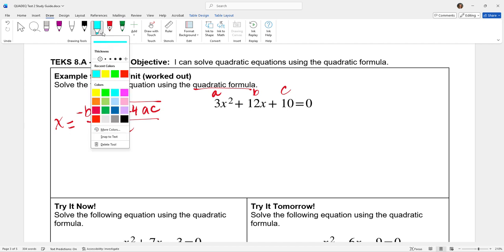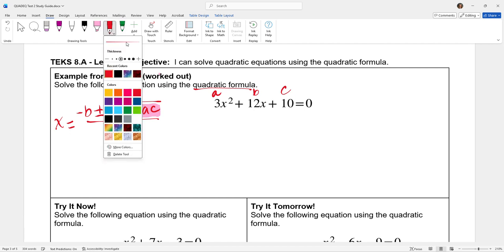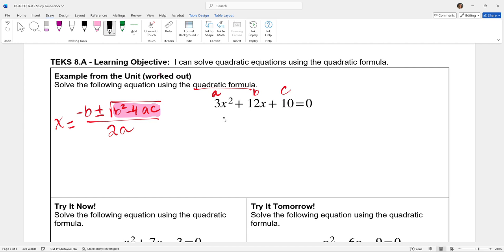Now, usually my rule of thumb when I'm dealing with the quadratic formula for myself is to look at just the rule underneath the radical first. That's what we call the discriminant.